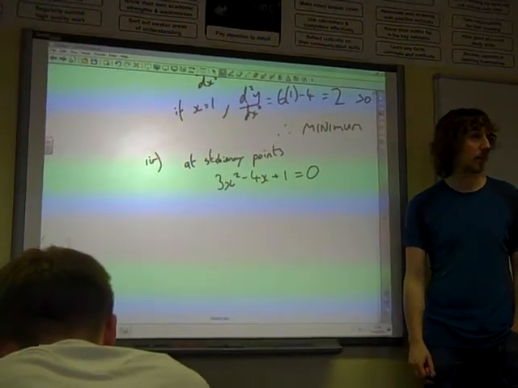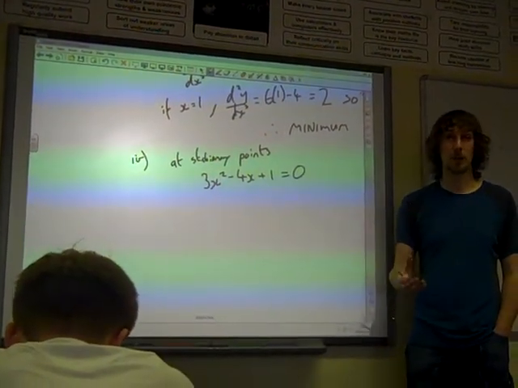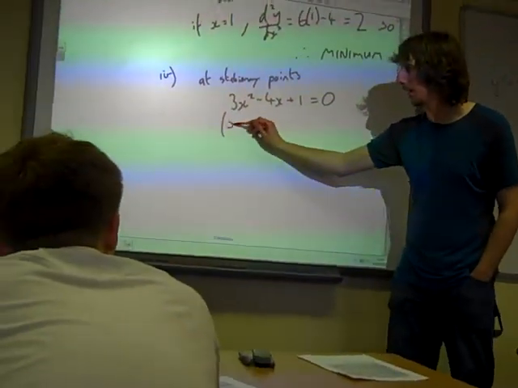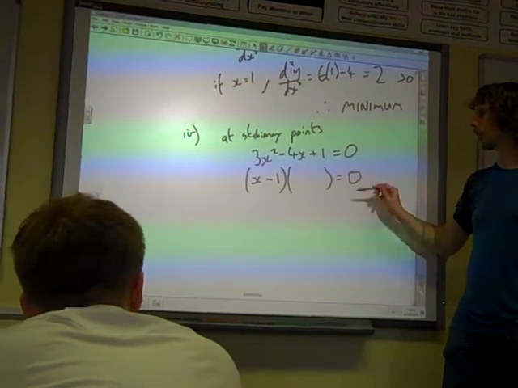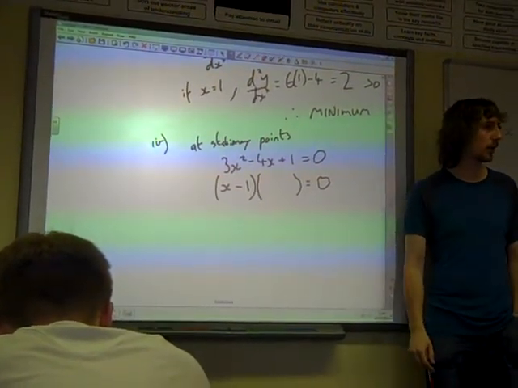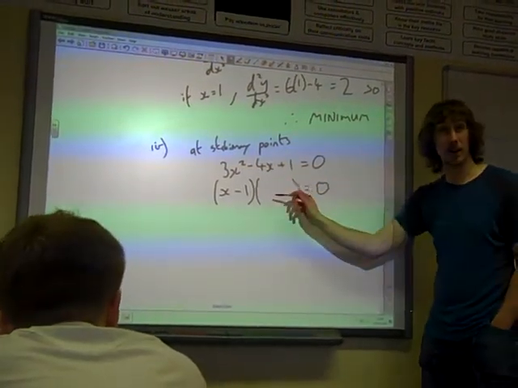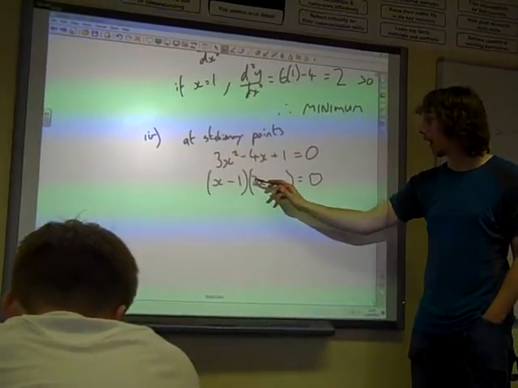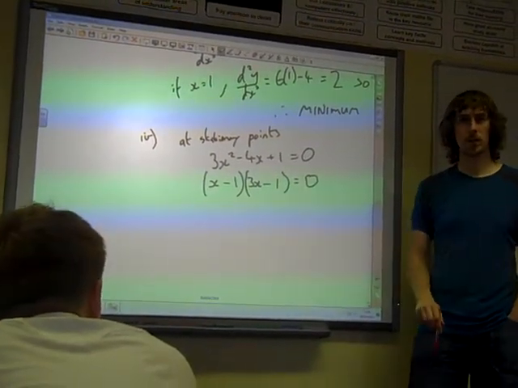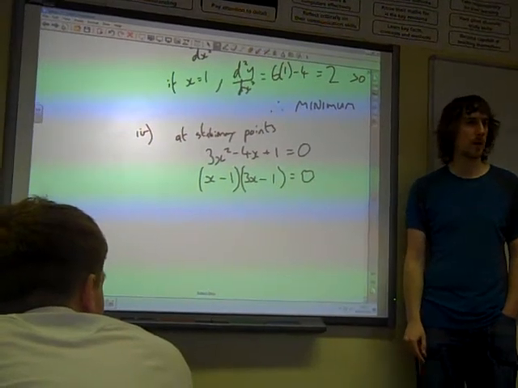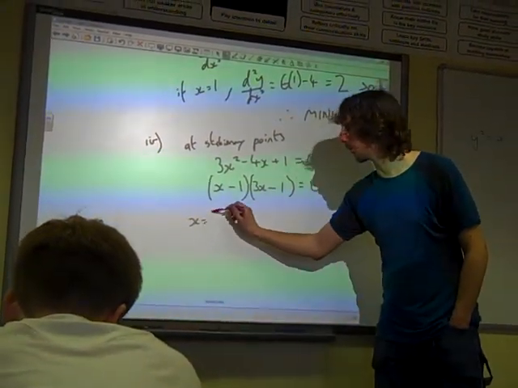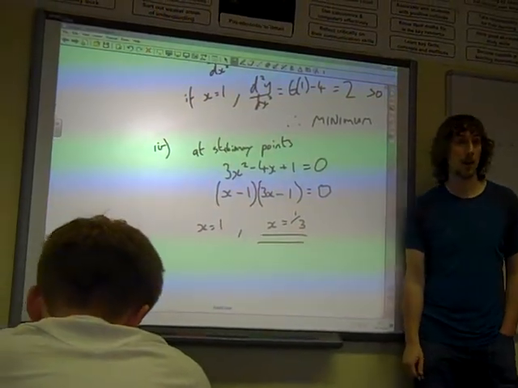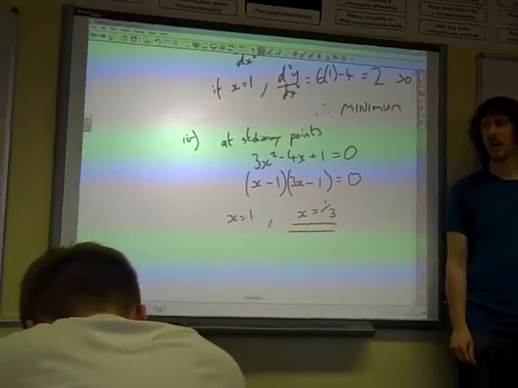So we could try and factorise this. Let's make life as easy as we possibly can. We already know that one of the stationary points is when x is 1. So one of the brackets would be x minus 1, which gives us x equals 1. Then the other bracket has to have 3x at the start, there's no other option, and another minus 1 at the end, so that minus 1 times minus 1 gives us plus 1. So we've got x equals 1, we already knew that. We've got x equals a third. That's what we wanted. That's the other stationary point. And we're done.